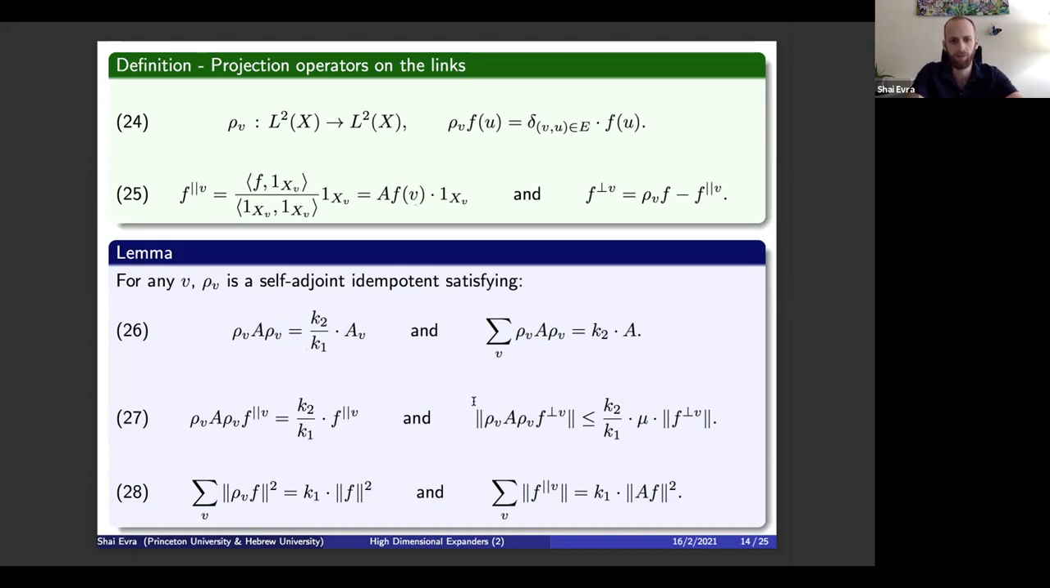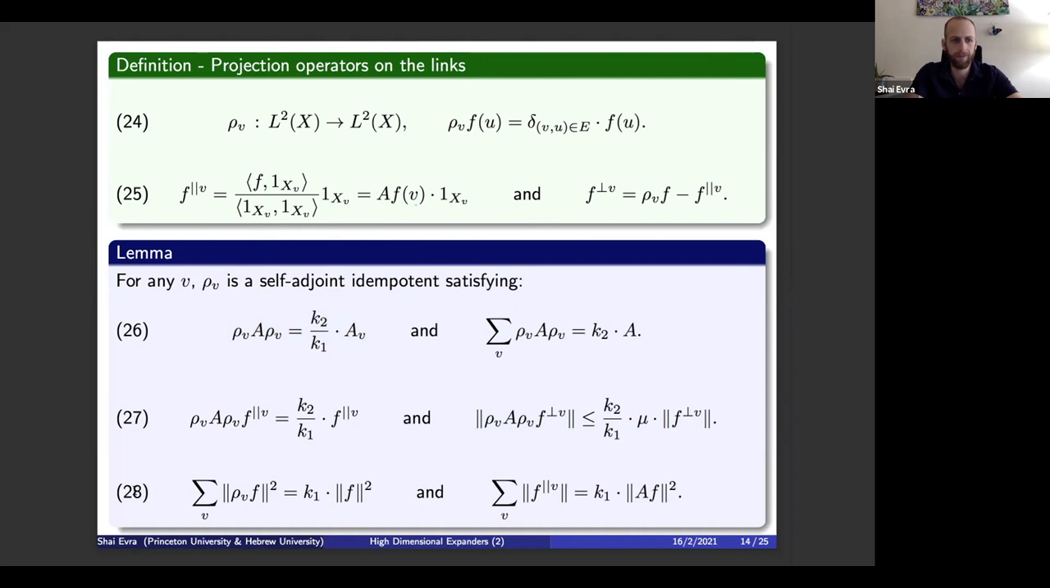The next line is really a consequence of this identity, because we know that f parallel to v is just an eigenvector with eigenvalue 1 of the local adjacency operator. And similarly, on the right side of fact number 27, we note that if I'm locally orthogonal to the constant function, then I can bound the local operator applied to this function by the second largest eigenvalue times the size of the function.